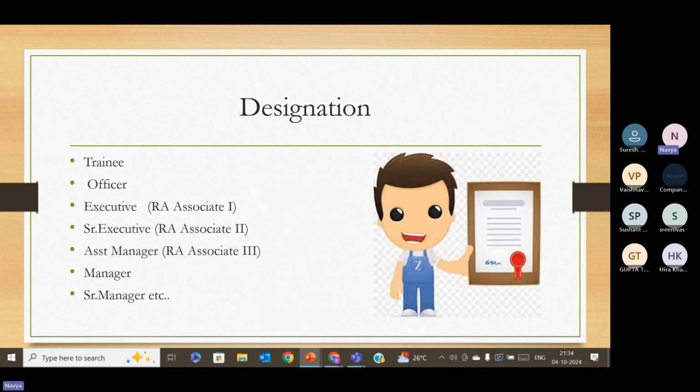Okay, so we have trainee, officers, executive, senior executive, assistant manager, manager, senior manager, associate director, and so it goes on and on. It will definitely differ with other companies as well. Some companies have other criteria for designation. So this is just a minimum level which I have listed down.